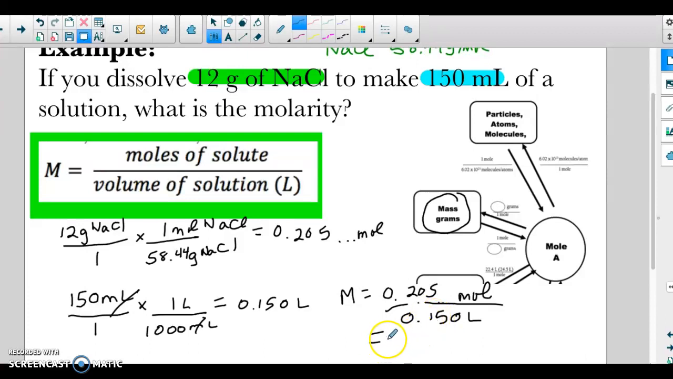Then when I do this, I'm going to go back to my original question. I have 12, which has two significant figures, and 150, which has two significant figures. So my answer is going to have two. It's going to be 1.4. And the unit is moles per liter. You can leave it like that, or mole per liter is the same as writing big M, but be very clear that it's a capital.